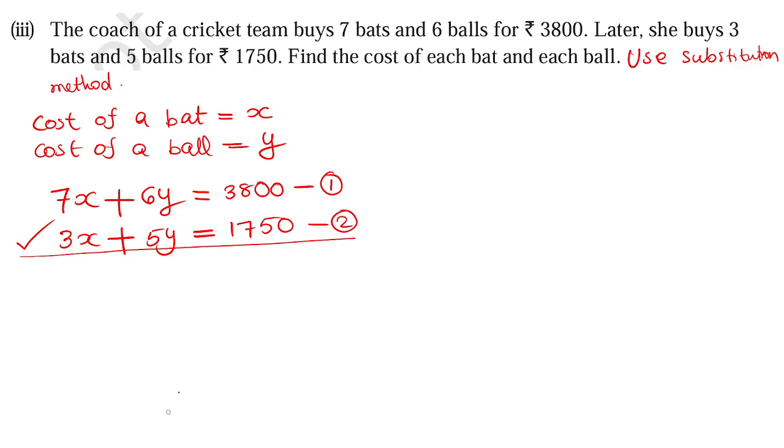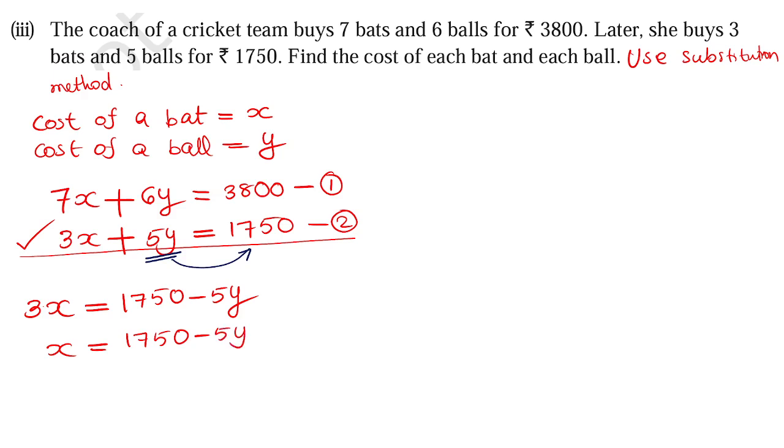Let me consider the second equation. Can I take this 5Y to the other side? Yes, no problem. We get 3X equal to 1750 minus 5Y. Then in the next step, can I take this 3 to the other side? This is 3 into X, so that 3 goes to the other side and becomes divided by 3. X equals (1750 minus 5Y) divided by 3.